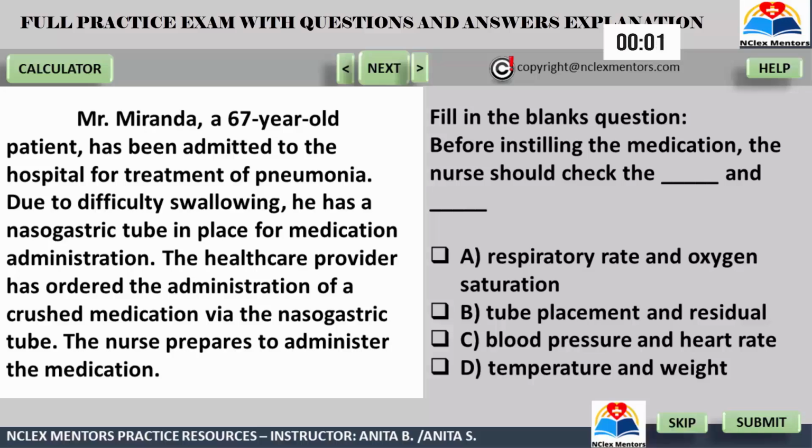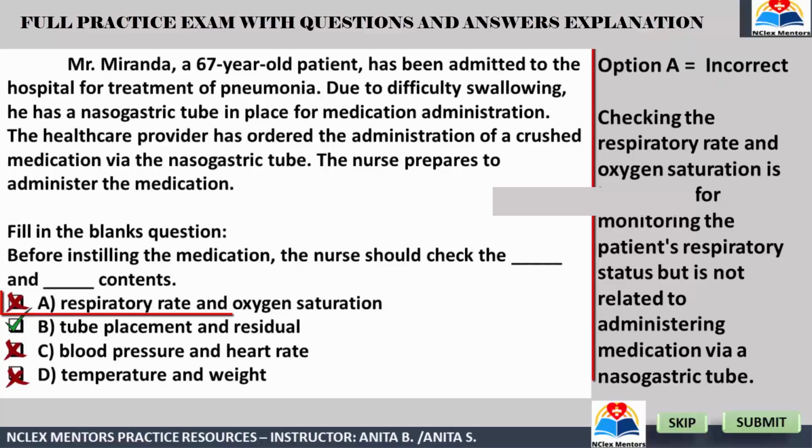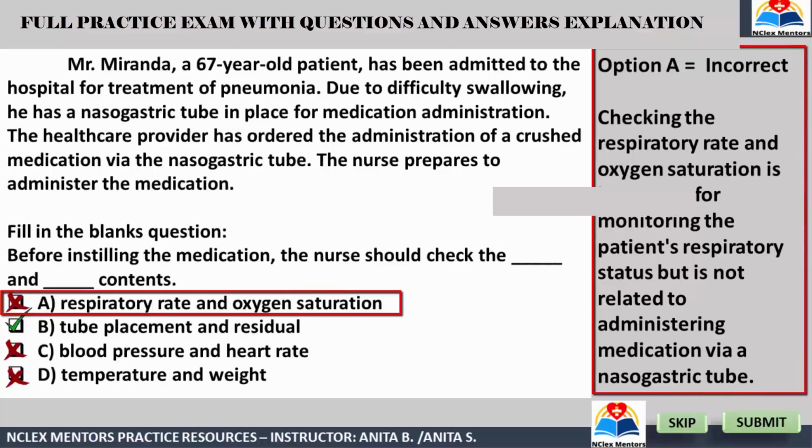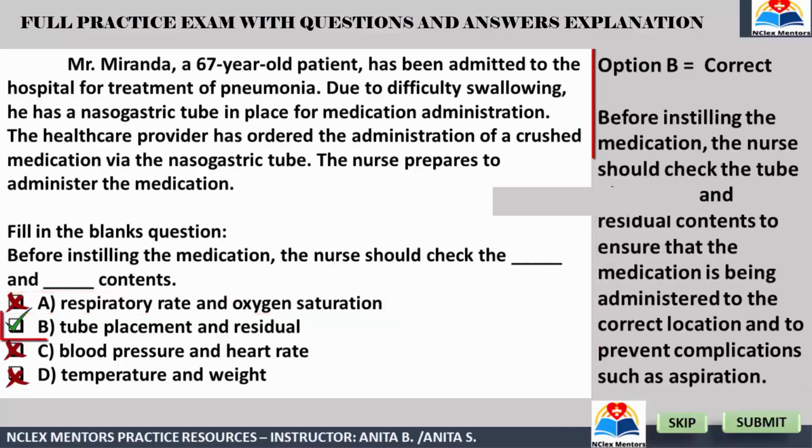All right, let me reveal the right answer to you. The correct answer is option B. Option A, checking the respiratory rate and oxygen saturation is important for monitoring the patient's respiratory status, but is not related to administering medication via a nasogastric tube.